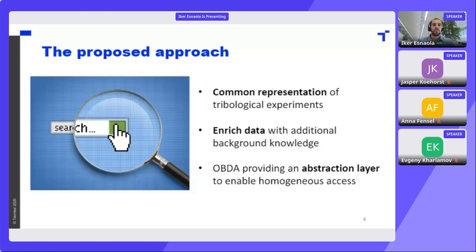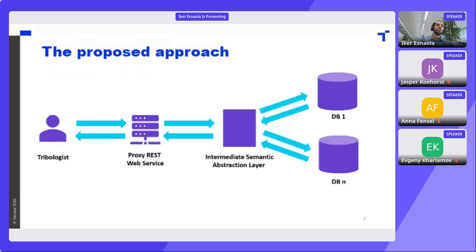So that way we would have a layer that somehow abstracts from the underlying heterogeneous data sources, and we would have a homogeneous access to this data. So here you can see a schema that could help for explaining our approach. So the idea is that the tribologist would work directly with a user interface, and this user interface somehow abstracts the user from the underlying technological details.